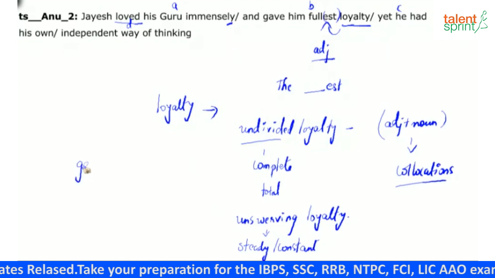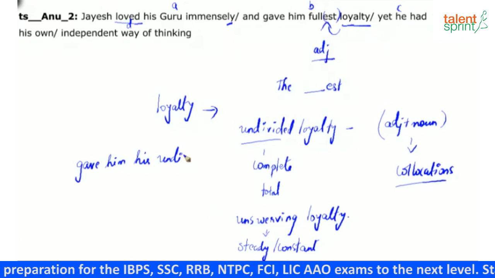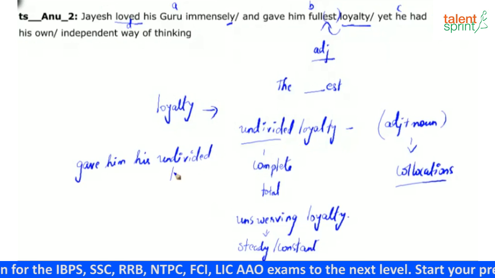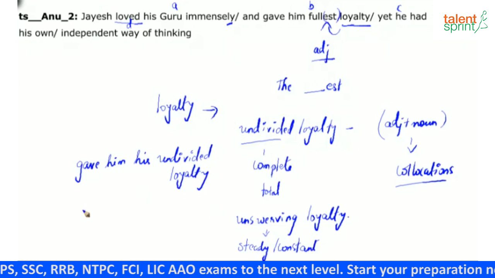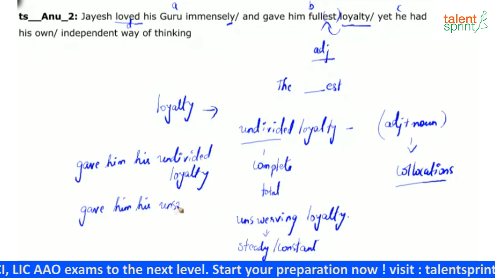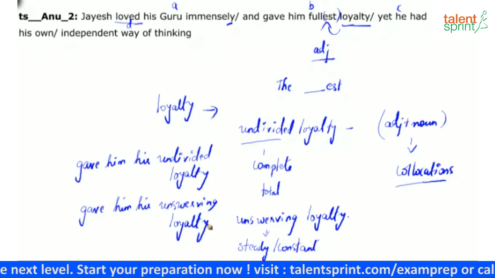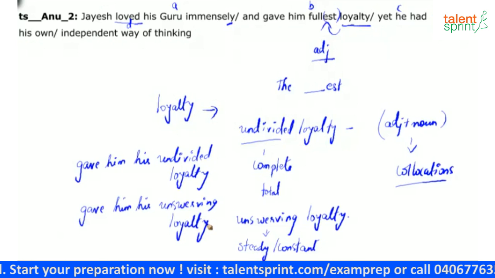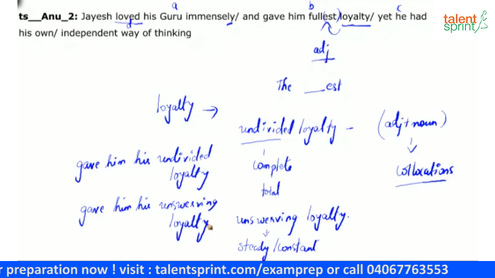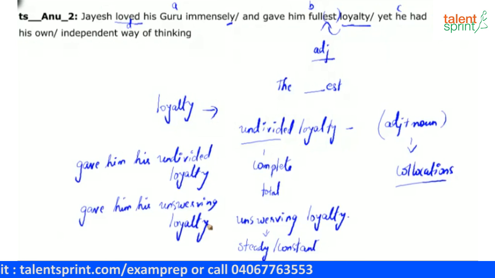Anyways, the phrase has to be complete. Right? So I can either say gave him his undivided loyalty or I can say gave him his unswerving loyalty. Right? These are the right collocations to go with loyalty. Fullest sounds weird or funny or it just doesn't sit right for me. At least, right? Or even if I have to keep fullest, okay, let's say fine. But for me, that's not the right word. Even if I have to use that, I still have to include this his.